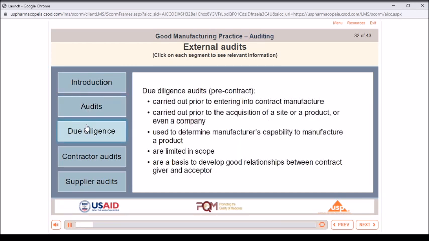Due diligence. Due diligence audits, pre-contract, are carried out prior to entering into contract manufacture, prior to the acquisition of a site or a product, or even a company, used to determine the manufacturer's capability to manufacture a product, are limited in scope, and are a basis to develop good relationships between contract giver and acceptor.